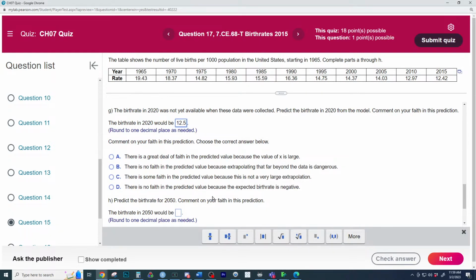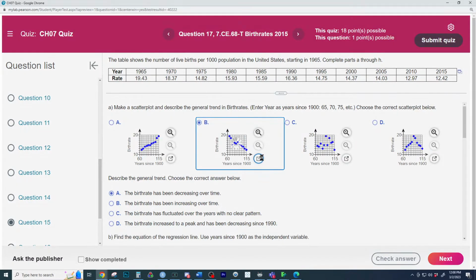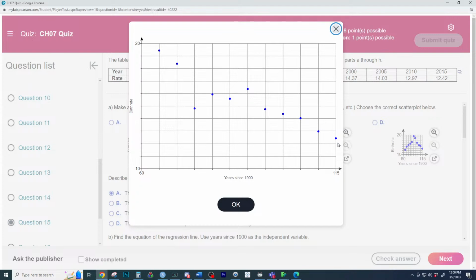Come on, if you think this is on their faith on this prediction. There is a great deal of faith in this prediction because the X value is large. No. There's no faith because it's an extrapolation that's far beyond the data. No. There's some faith in the predicted value because this is not a very large extrapolation. So what they're pointing to right here is you're predicting basically where this will go next.